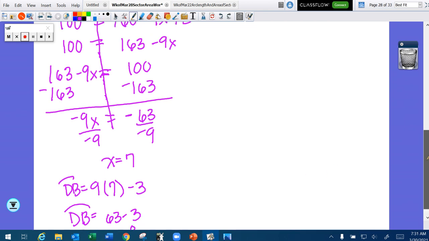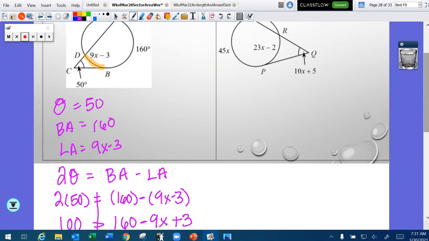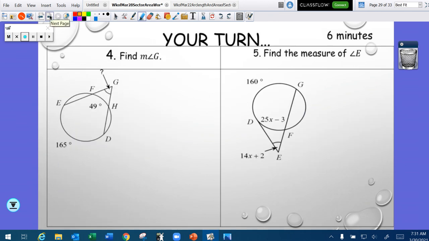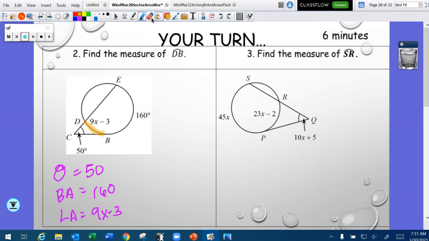Okay? So make sure you read the question carefully on what part you might have to find. Sometimes it asks for the variable, sometimes it asks for the arc. So here we're being asked to find the arc. Let me see if I want to do that one. Okay, so it's okay to skip number 3. Don't do number 3. You can skip it.